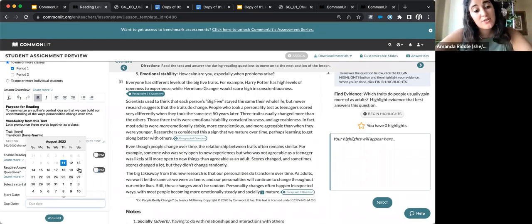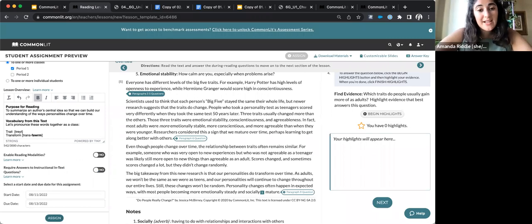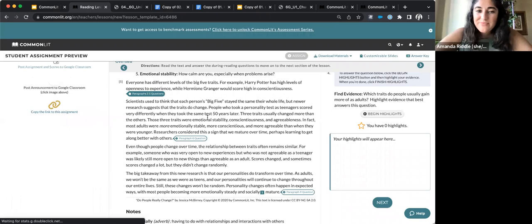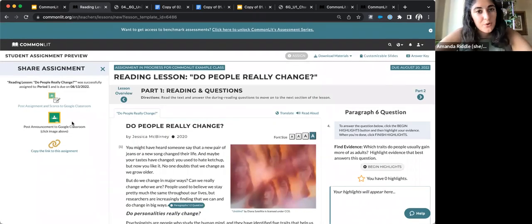And all you have to do is set a due date, click assign, and there we go. You can also post with Google Classroom. We integrate with Google Classroom for free.